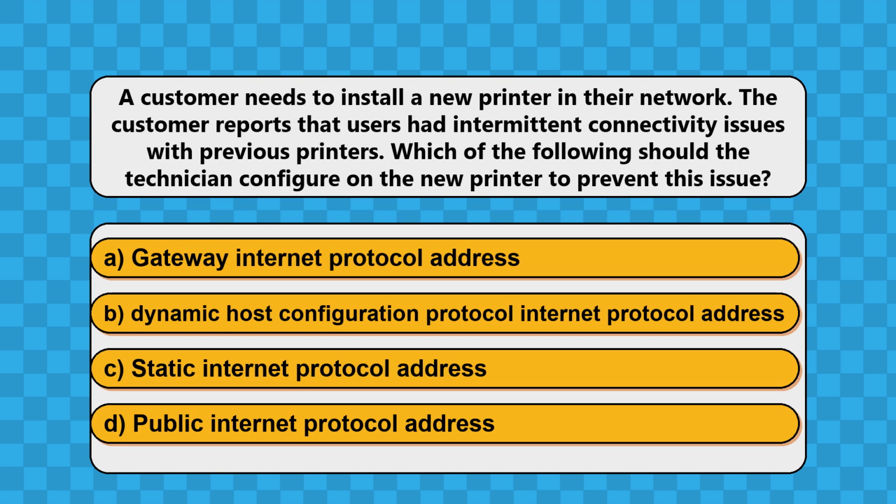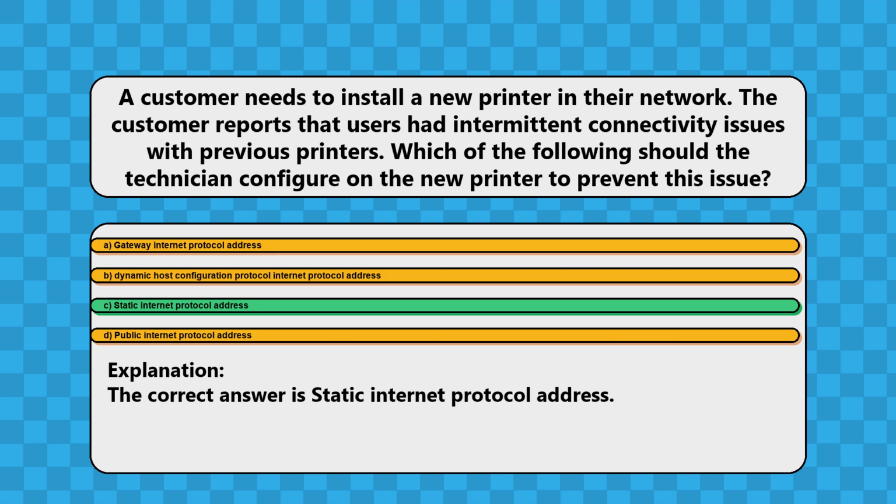Question 44. A customer needs to install a new printer in their network. The customer reports that users had intermittent connectivity issues with previous printers. Which of the following should the technician configure on the new printer to prevent this issue? Option A. Gateway Internet Protocol address. Option B. Dynamic Host Configuration Protocol Internet Protocol address. Option C. Static Internet Protocol address. Option D. Public Internet Protocol address. The correct answer is option C. Static Internet Protocol address.